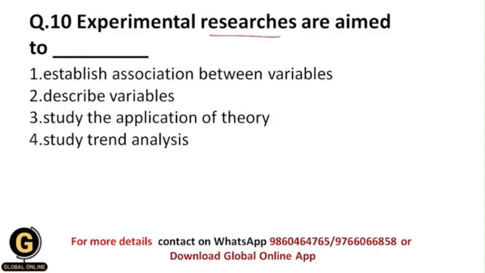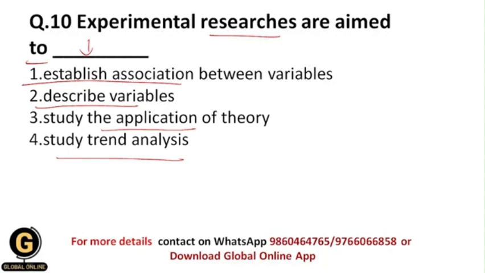Experimental researches are aimed to. So what is the aim of experimental research methods? Establish association between variables, describe variables, study the application of theory, or study trend analysis. It means that what is trending in the market, and we are going to study those trends in the market. So we are going to analyze the data over here in the trend market.